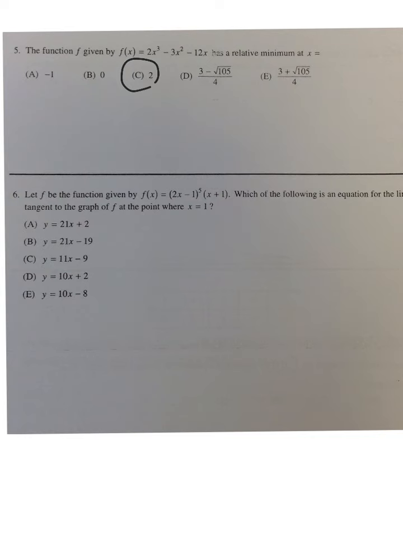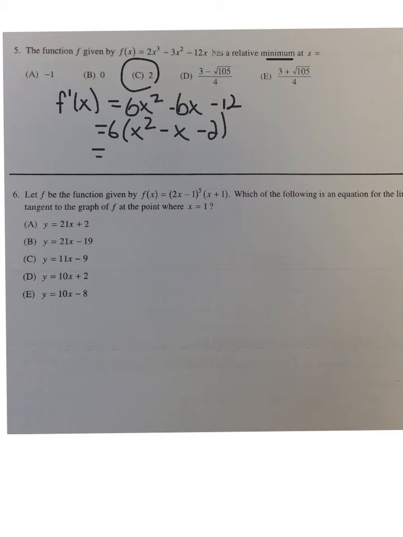So they want a minimum. You should know whenever you see the word minimum, maximum, increasing, decreasing, that you are going to want to take the derivative and set it equal to 0. So I'm going to get 6x squared minus 6x minus 12. I'm going to factor out a 6, and that's going to give me x squared minus x minus 2, right? And then when I factor that, that's going to be x minus 2 and x plus 1.